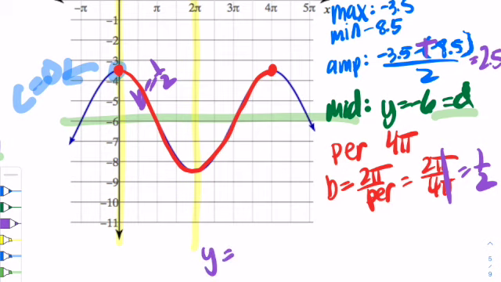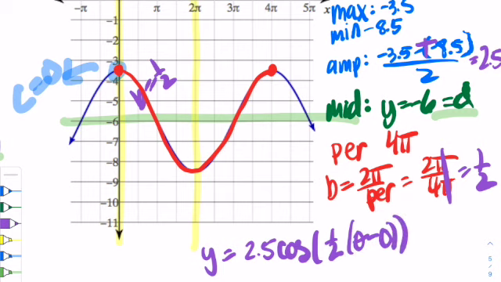So we have y equals, a is the amplitude, which is 2.5, or you could write it as 5/2. I'm fine with either. Cosine, since I'm starting at 0, it's a positive cosine. And then our b value is 1/2. I'm going to use theta, and then minus 0, and then plus our midline, which is -6. So I can simplify this to 2.5 cosine of 1/2 theta minus 6.